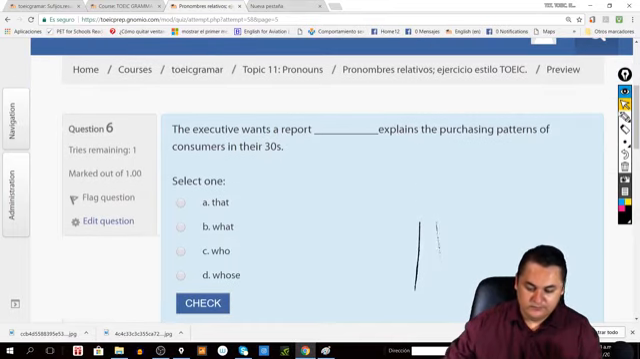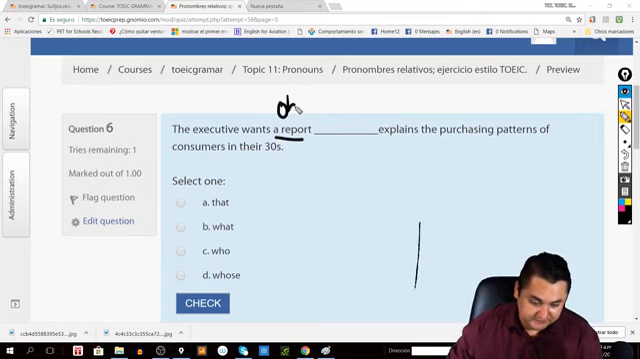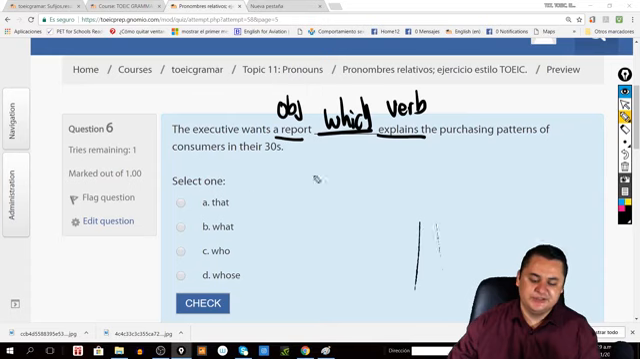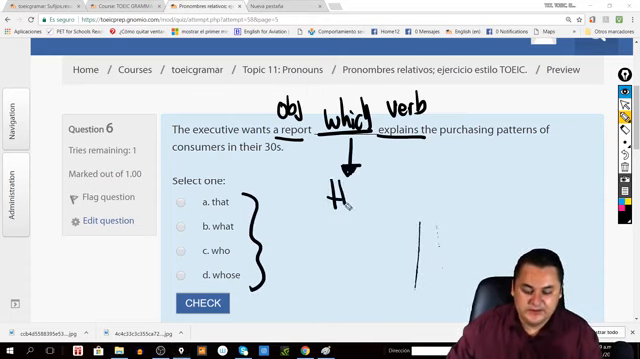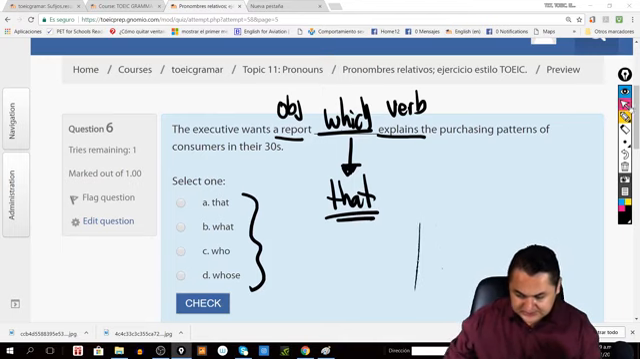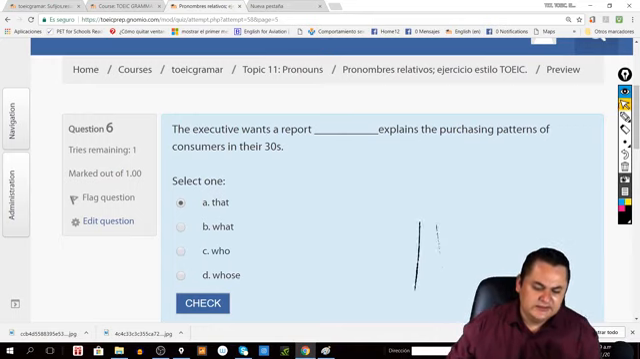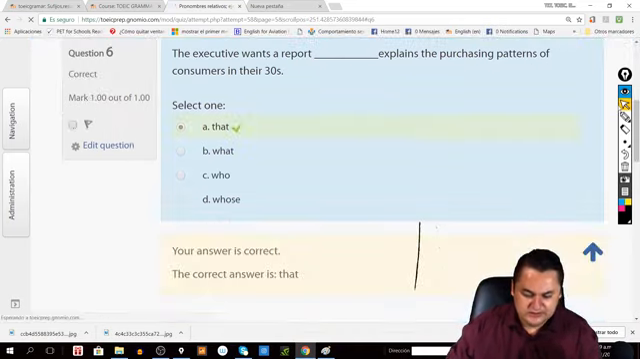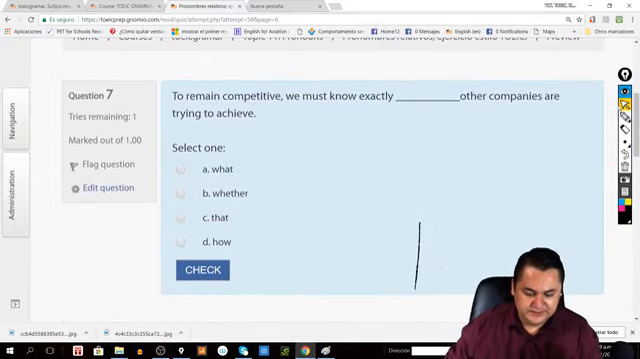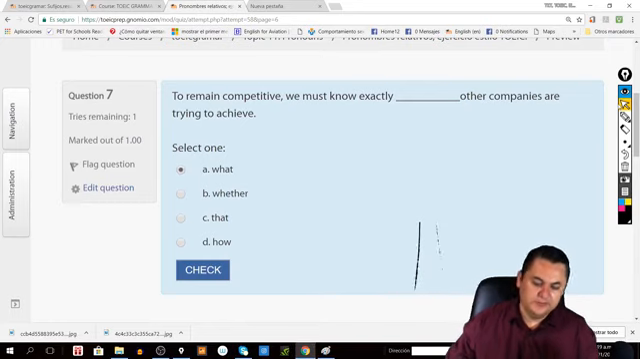In this case, we have report, which is an object or a thing, and explains, which is a verb. So in this case, we have to work initially for this word, which we see here, there is no which, but we can see its equivalent. That's why I said previously, if they give you which, they wouldn't give you that, if both of them are used. So in this case, they took out which, they gave me that. The executive wants the report that explains the purchasing patterns, etc.